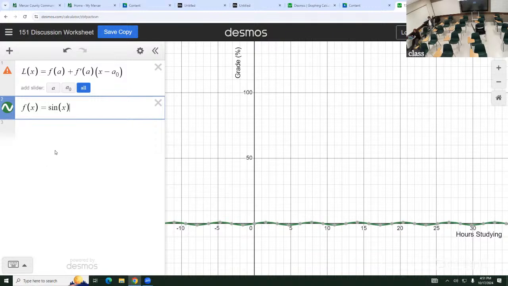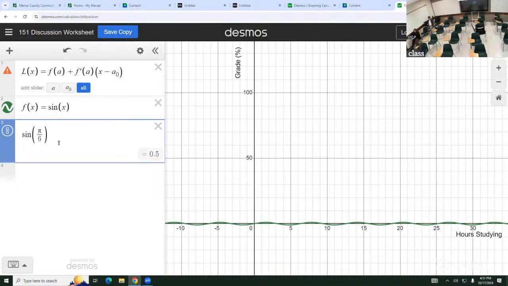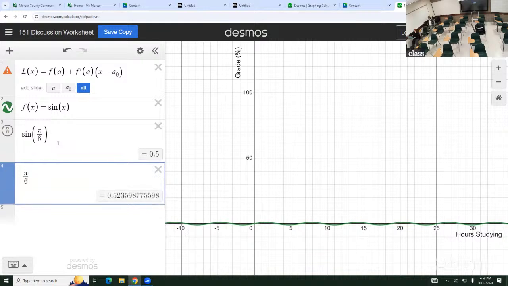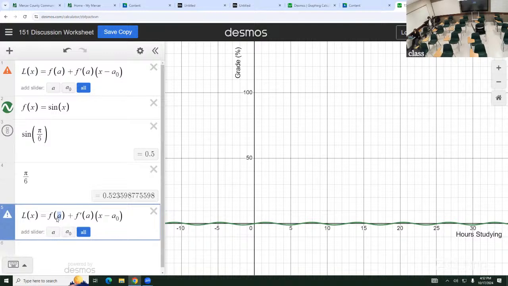Remember those special angles from pre-calculus? The sine of 0 was special. The sine of pi over 6. Isn't pi over 6 near 1/2? That's 0.52, that's good enough. So we're going to do our local linear approximation at a equals pi over 6, so we're going to take this formula and put in pi over 6 for a.